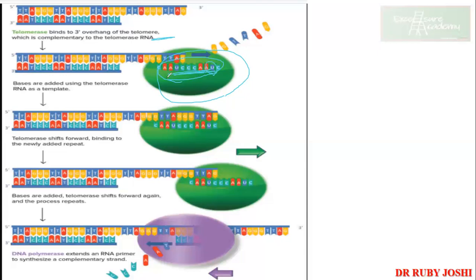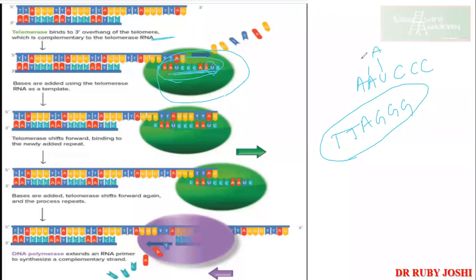Can you see the sequence over here? It is AAU and triple C. And what is the repeat we have? It is TTA triple G. Correct? Complementary. Against U we get A. Here there is T, here there is T. Correct? C pairs with G. Now, what then?